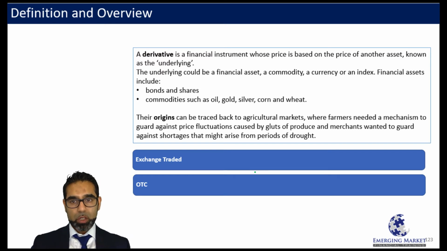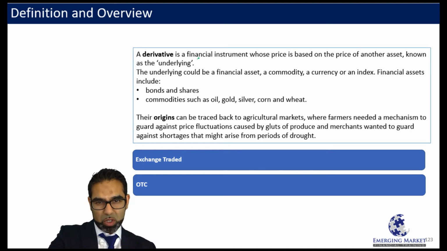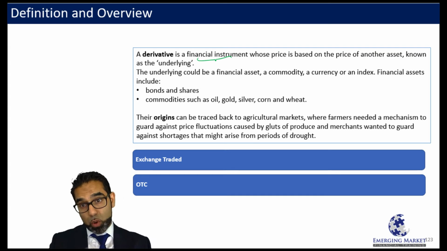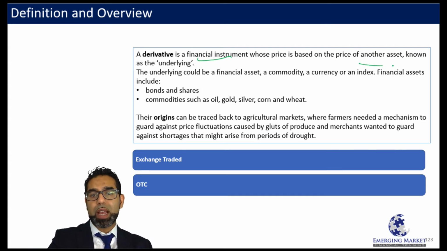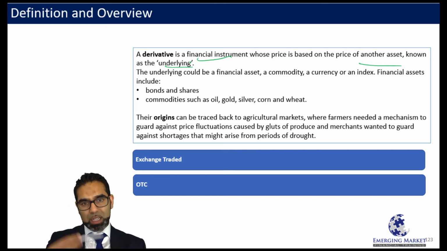Okay, so firstly, derivative, what's the textbook definition? It's a financial instrument. It's not a security, it's an instrument, whose price is derived or based on the price of another asset known as the underlying. It's based off some form of security. So, for example, something based on the price of a share.